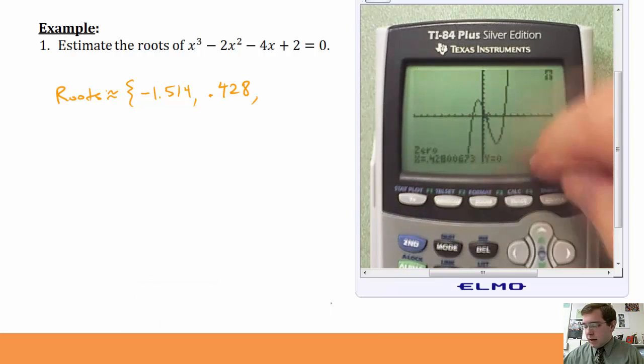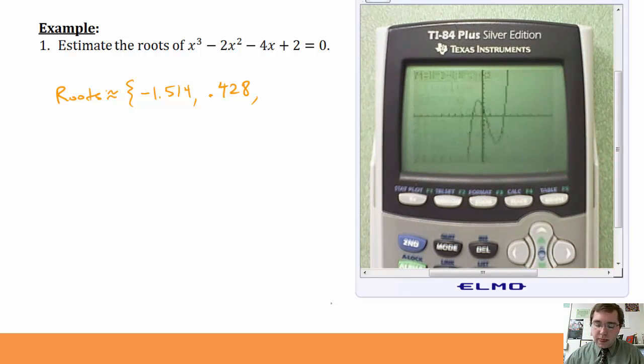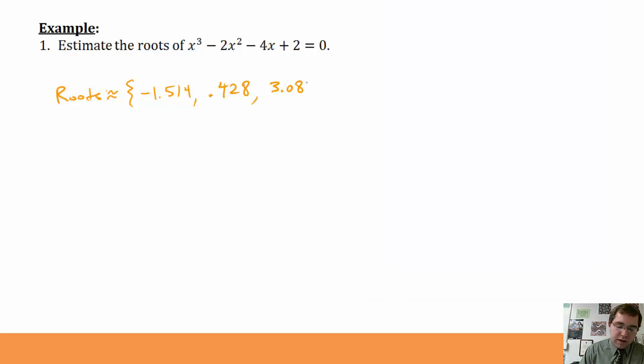Second, calculate. Number 2, left bound. That looks good. Enter. Right bound. That looks good. Enter. Guess. Enter. And it tells me 3.086. 3.086. Now again, are these exact? Absolutely not. But they're approximations. So that's better than nothing.